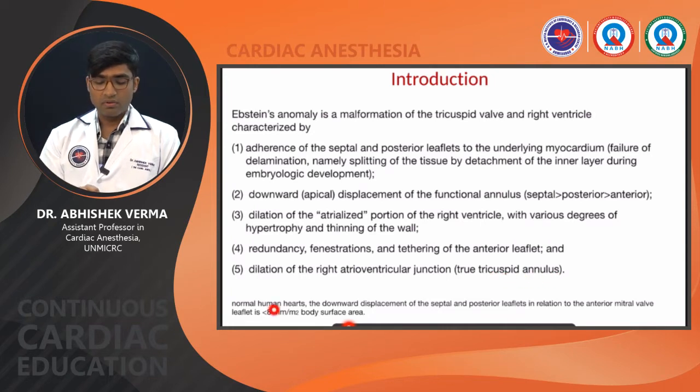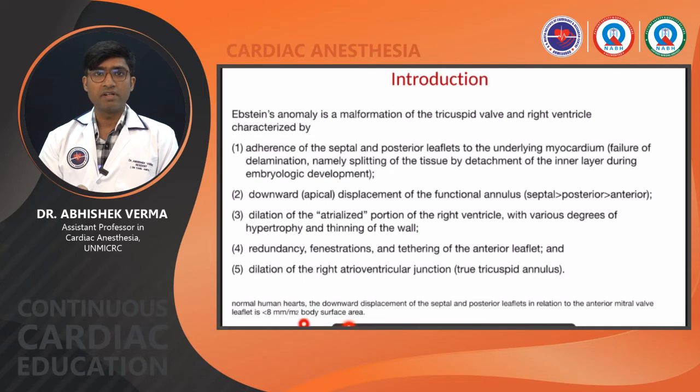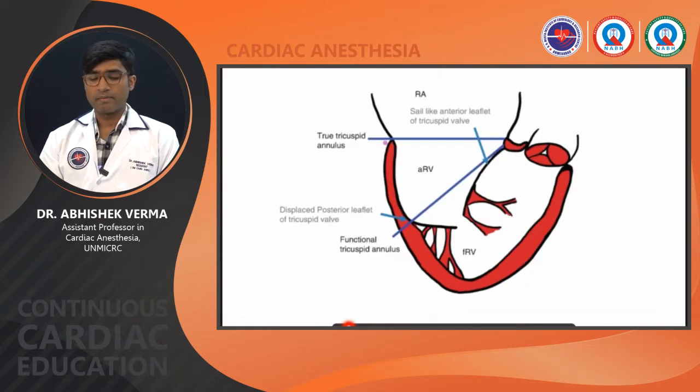Normally, in the human heart, downward displacement of the septal and the posterior leaflet in relation to the anterior mitral valve leaflet is approximately less than 8 mm per meter square body surface area. This is a very important point: less than 8 mm per meter square body surface area. If it is more than that, it is characteristic of Ebstein anomaly.